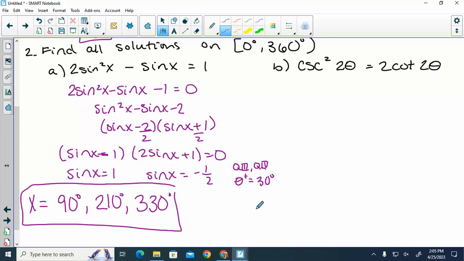Is that one okay? What if I said all possible solutions? What would change? You'd have the 360k on the end. Good. Alright, B. What do you have to do for that one?